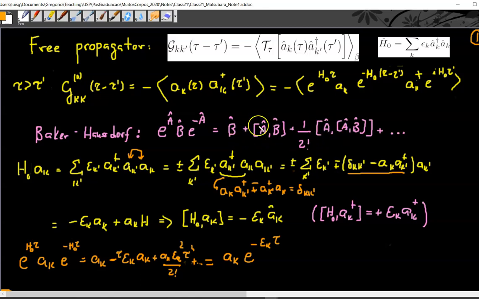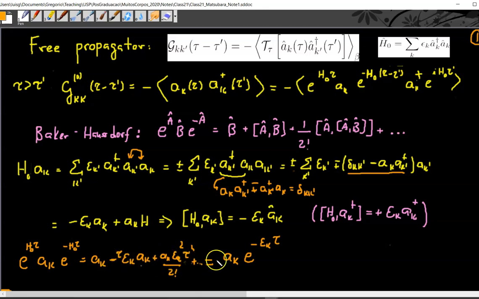It's H naught with whatever is left from here, which is minus epsilon_k A_k again. So I get this squared in a sense, because the commutator here is going to be A_k, and now I'll have A_k times this squared, because I'll get another commutator, another A_k. So this is always going to be A_k here, single operator, but the prefactors will go with first order, squared, third order, and so on.